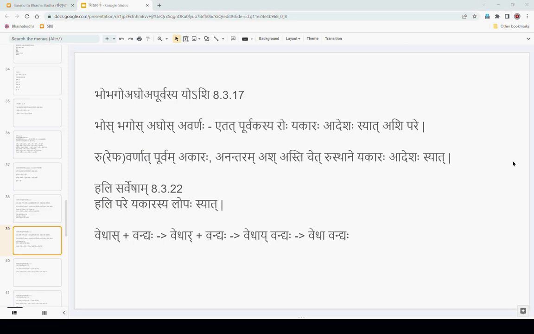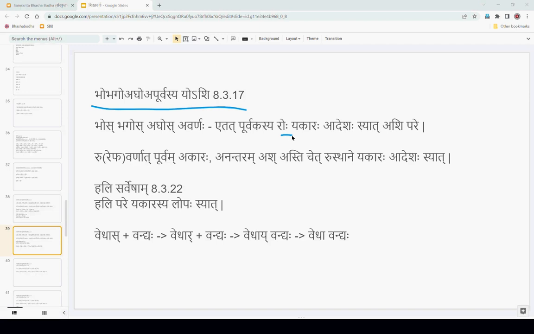So these next sutras are the modifiers for this bhogago apurvasya yoshi. This is like a high level definition. So refat purvam, that ref also should not be mula refa. It should be the kritrima refa. In that case, that purvam akara asti, anantaram ashasti chet, refasya akara parivartan. This is a high level. Then each condition is defined separately.